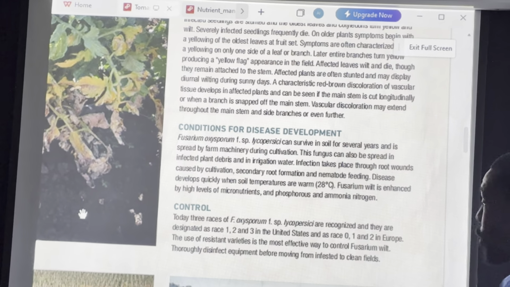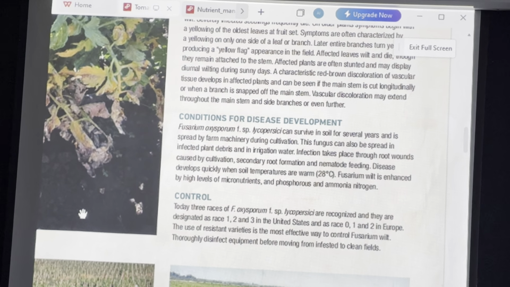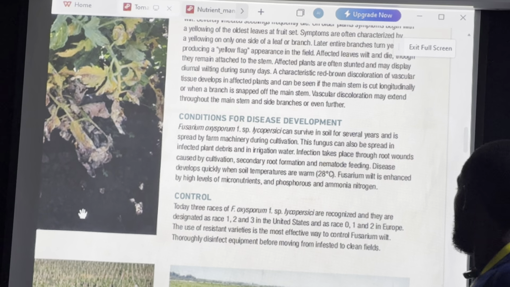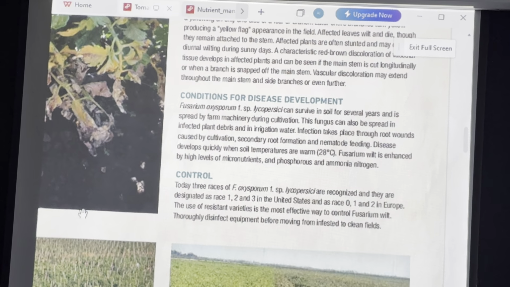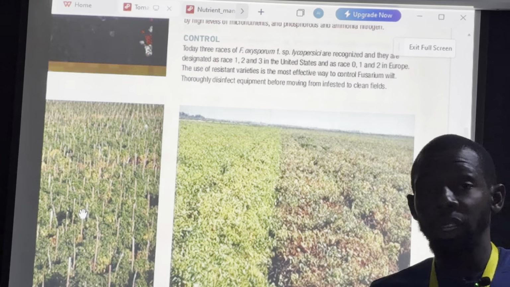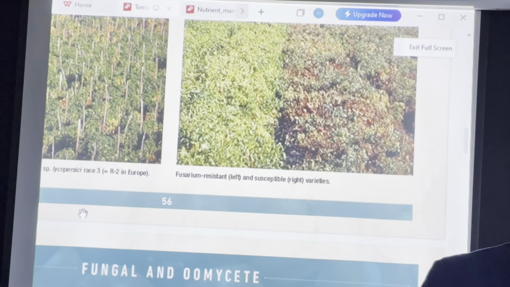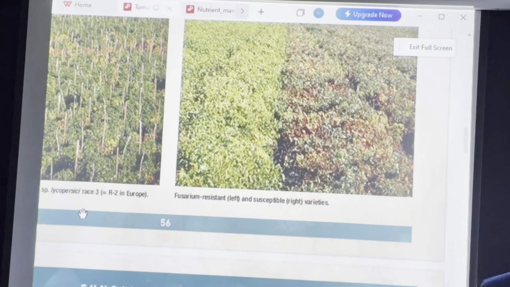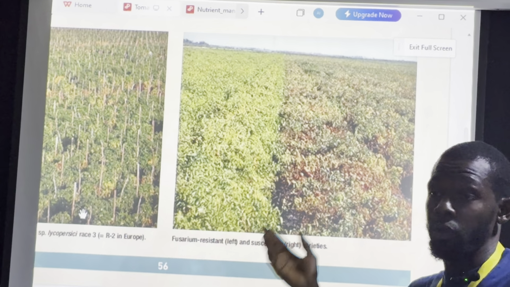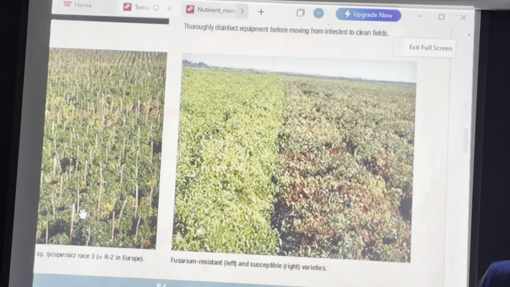So for control, today 3 races of Fusarium oxysporum have been recognized and they are designated as races. The use of resistant varieties is the most effective way to control Fusarium wilt. Thoroughly disinfect equipment before moving from infested to clean fields. That is, do not work in an infested field, then move into another field. By doing so, you are transferring not just Fusarium wilt, you can transfer other diseases. So try as much as possible to limit movement, both of human resources and tools that you use in farms.